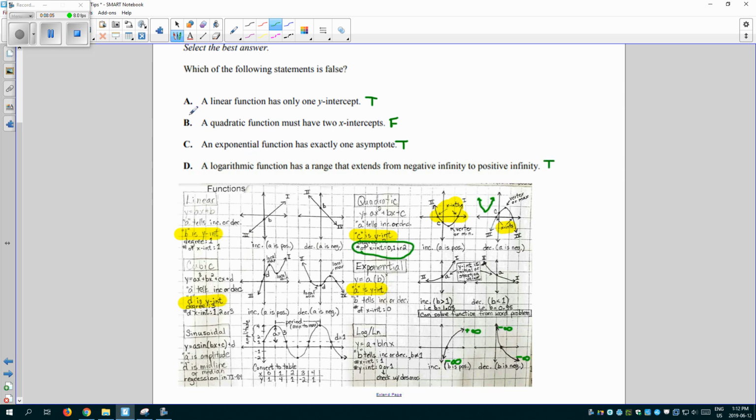Regardless, we found our correct answer on the second statement. This one is the false one. All the other ones are true.